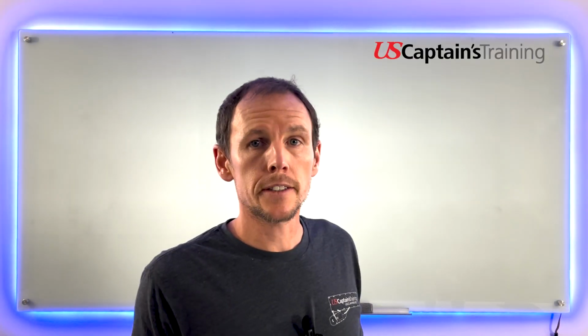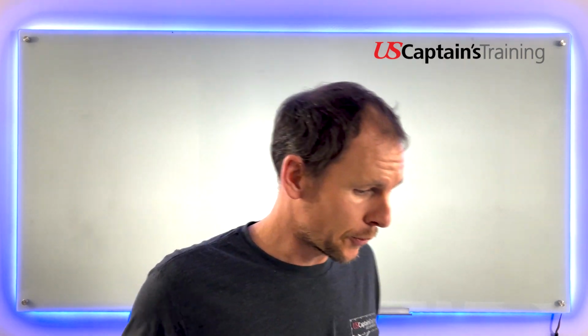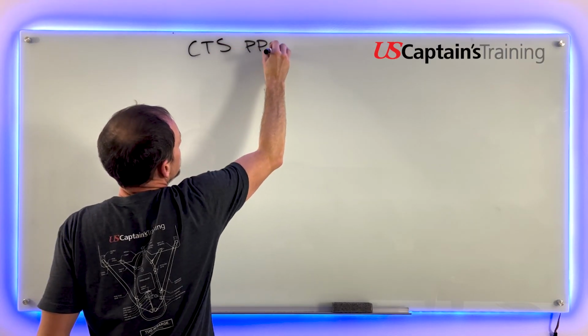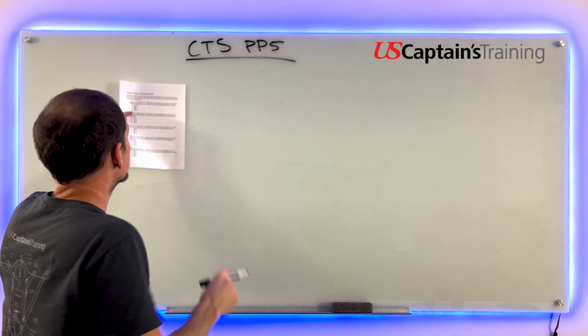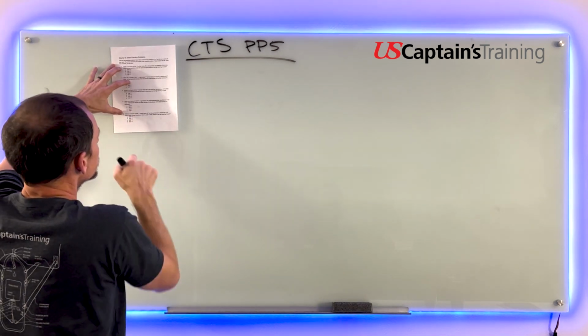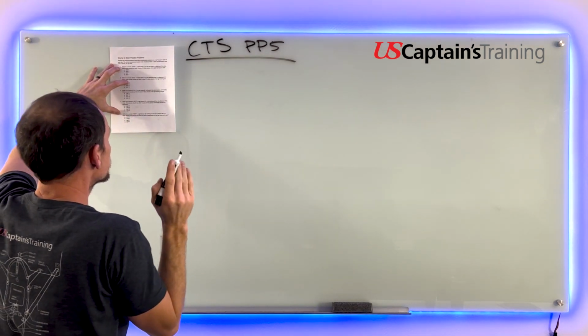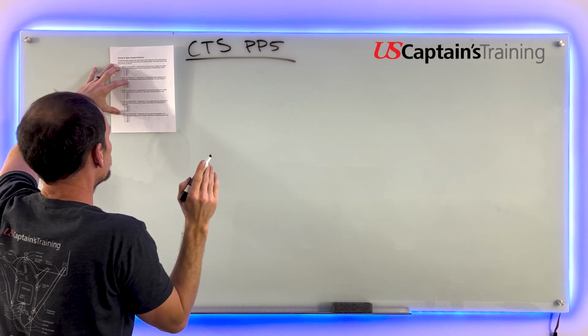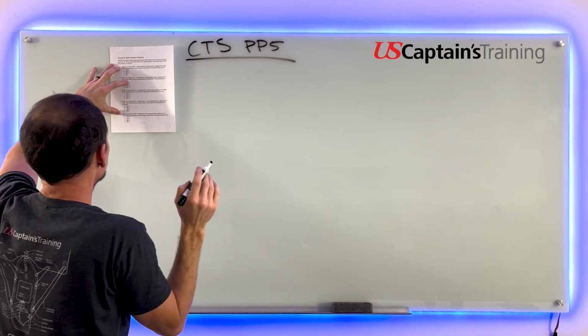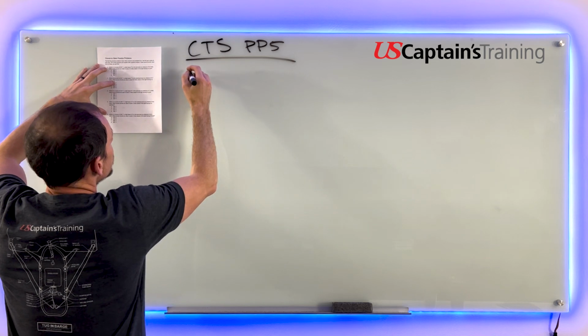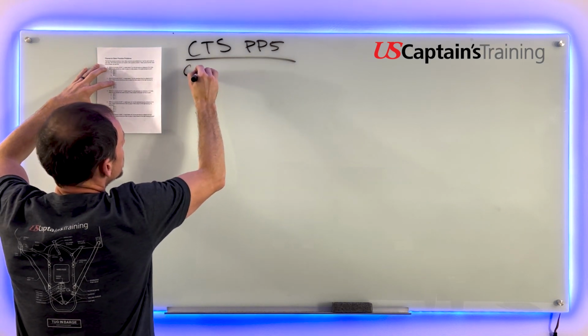Course to steer, practice problem 5. Let's get into it. It reads, while on a course of 66 degrees true, a light bears 13 degrees on the port bow at a distance of 12.3 miles. Gives us our course. We're going to extract this information.